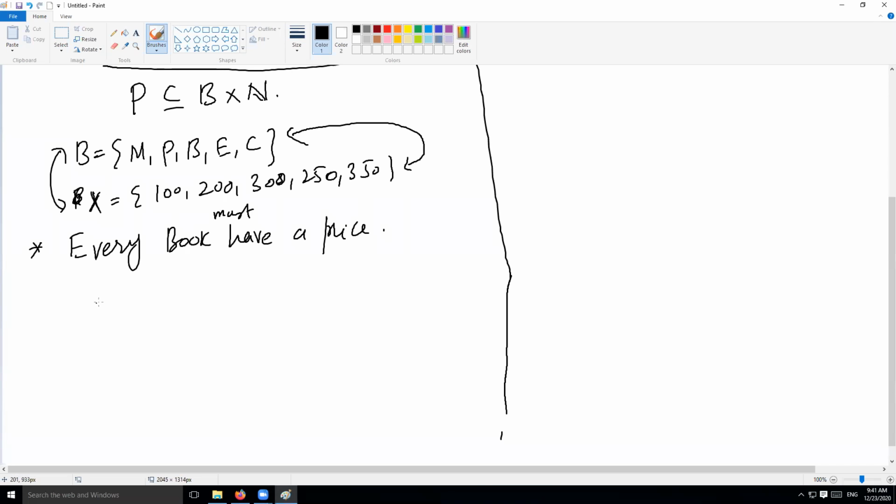Okay, sir. What else? Every book must have a price. Student: Sir, if two books are the same, then their price will be the same. If the two books are the same, then their price would be the same. If two books are the same books, then that's one book actually. Every book must have a price. So let me add one thing.